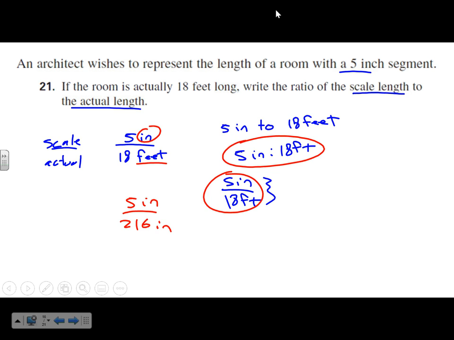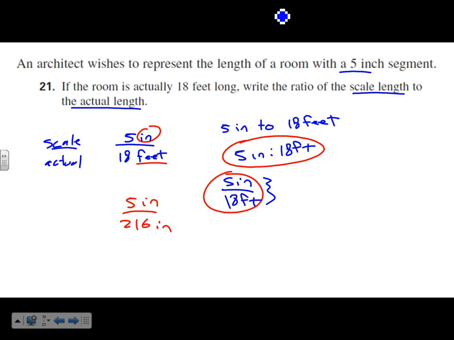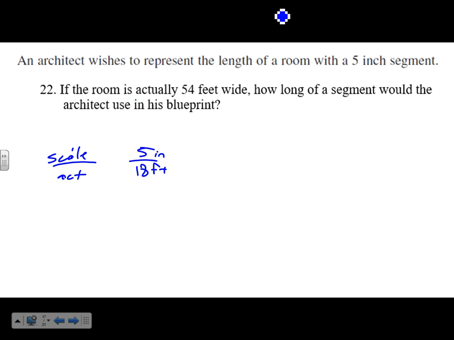If the room is actually 54 feet wide, how long of a segment would the architect use for his blueprint? So we have the scale over the actual. We had 5 inches to 18 feet. And they say the room is actually 54 foot wide. So we're talking about the actual distance. That's 54 feet. And we want to know what would the blueprint be. So what's this going to be?